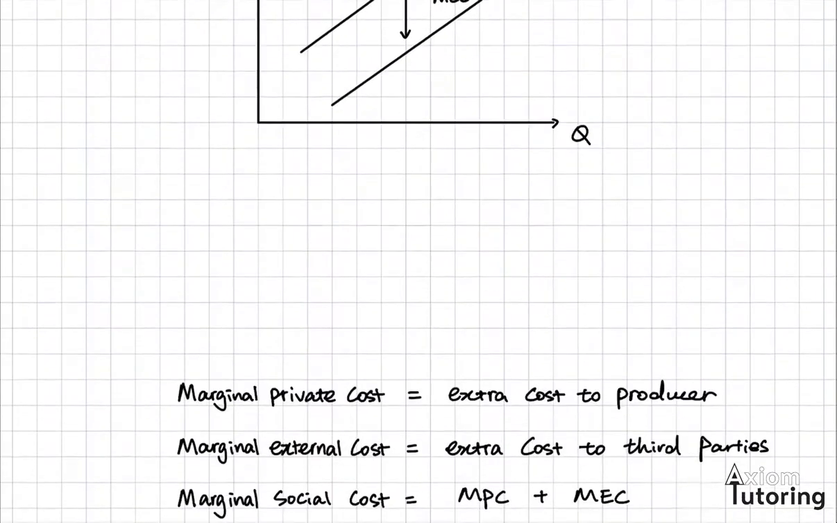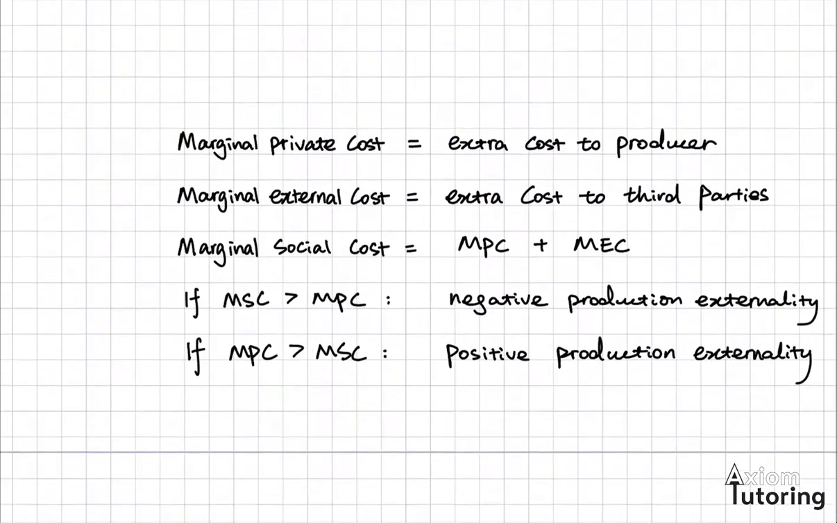Now, let's summarize everything clearly. Private cost would be the cost to the decision makers themselves, while external costs are costs to third parties, and social cost would be the sum of private and external costs. When we introduce the marginal concept, marginal private cost is the extra cost to the producer, and marginal external cost would be the extra cost to third parties, while marginal social cost is the sum of marginal private and external cost.